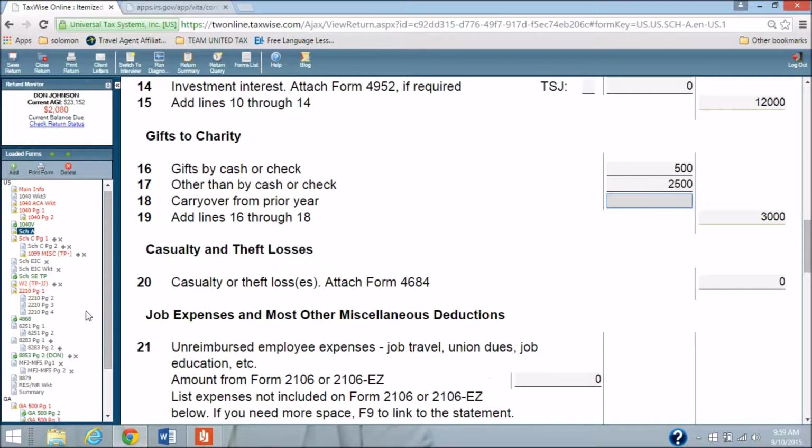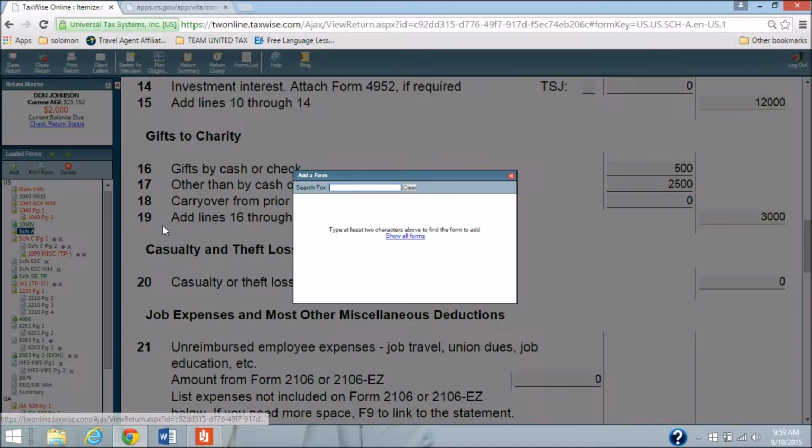We have another one here, casualty and death losses. So you can actually write off items that may have been damaged or destroyed in some type of a natural disaster, fire, some type of accident, someone broke in the car or broke in the house. We fill out this form right here, 4684. And let's go ahead and pull that form up.